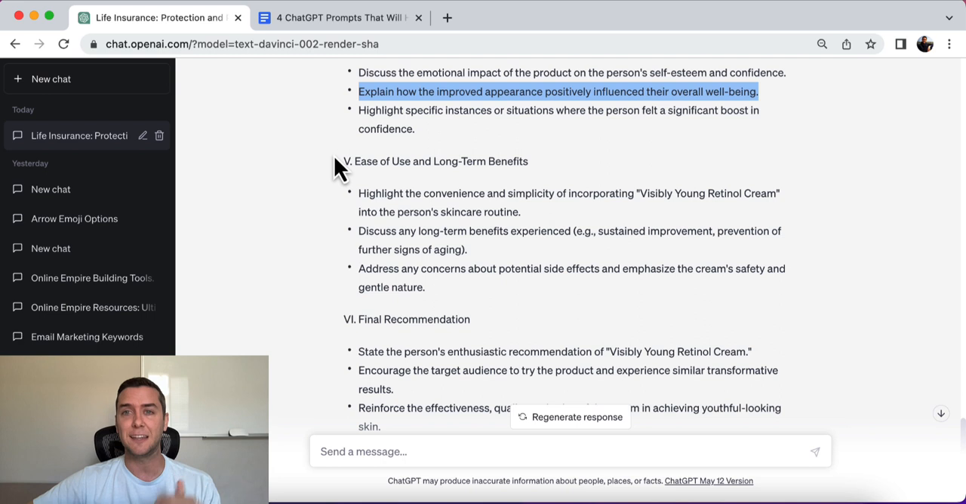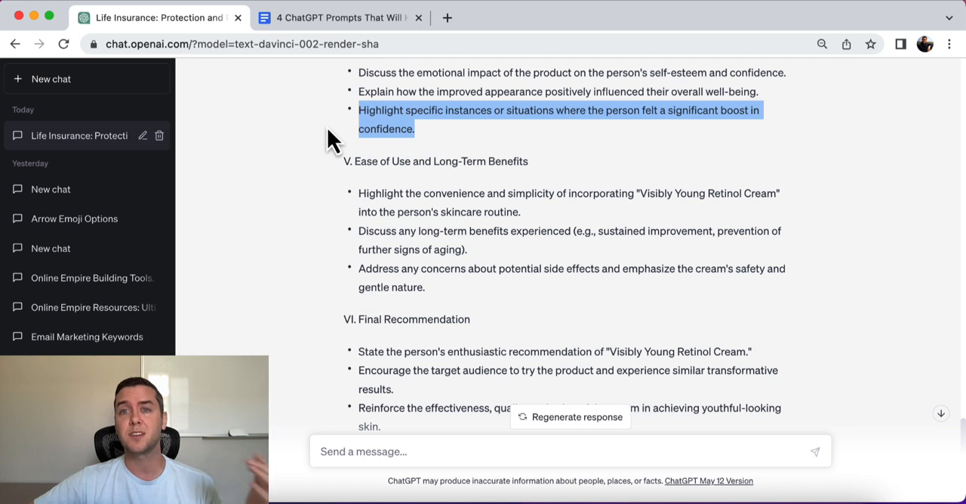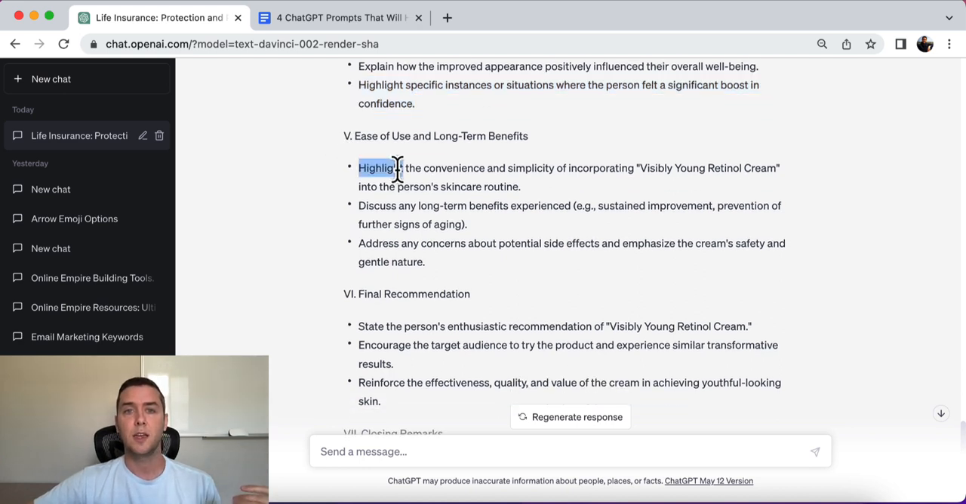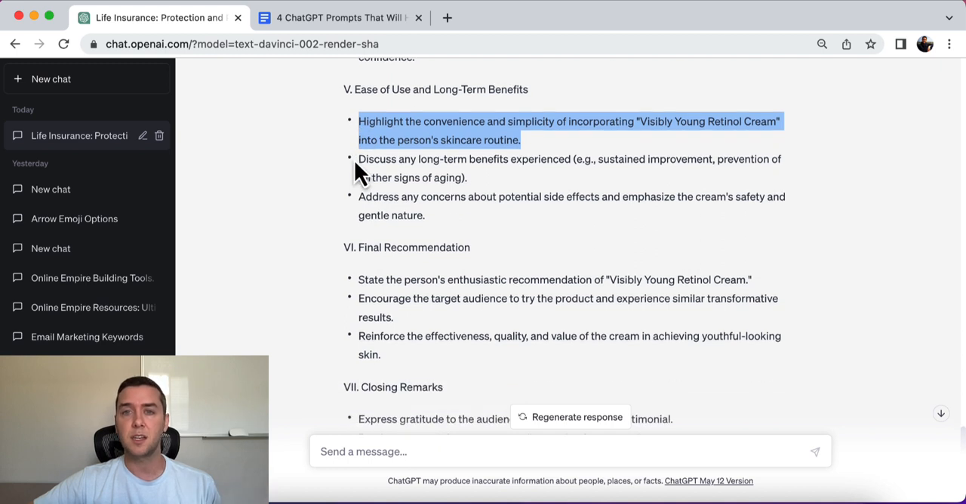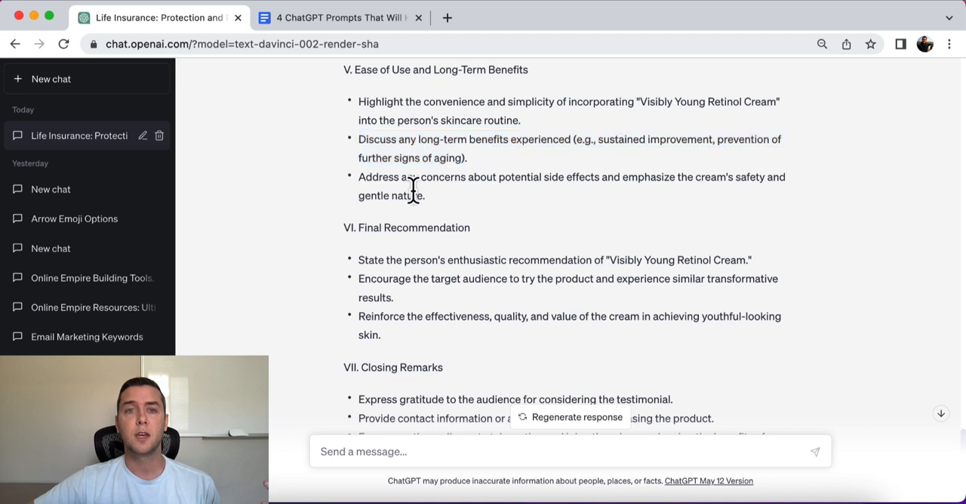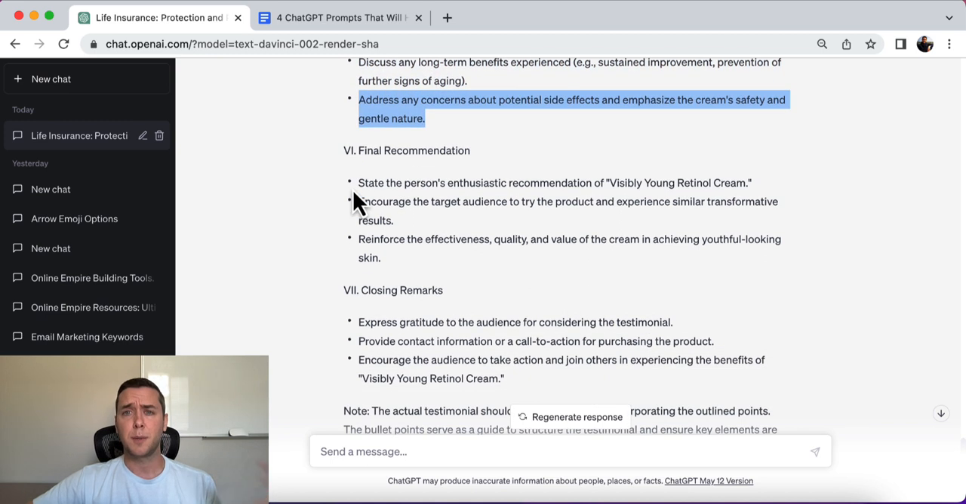All right. Then explain how their improved appearance positively influenced their overall well-being. Highlight specific instances or situations where the person felt a significant boost in confidence. Okay, then highlight the convenience and simplicity of incorporating it. Discuss any long-term benefits experienced. Address any concerns about potential side effects and emphasize the cream's safety and gentle nature.